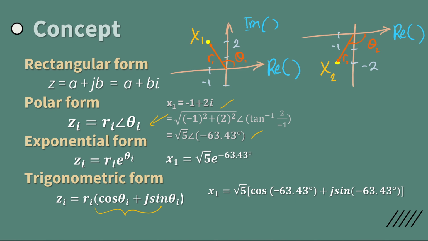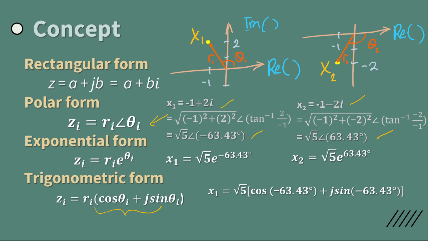And then you have the second complex number. If you can recall from the rectangular and polar forms, you have these two equivalent forms of the complex number x2. And if we want to get exponential, just simply copy the respective modulus and argument. Then you can also express that into trigonometric form. That's it. Very simple.